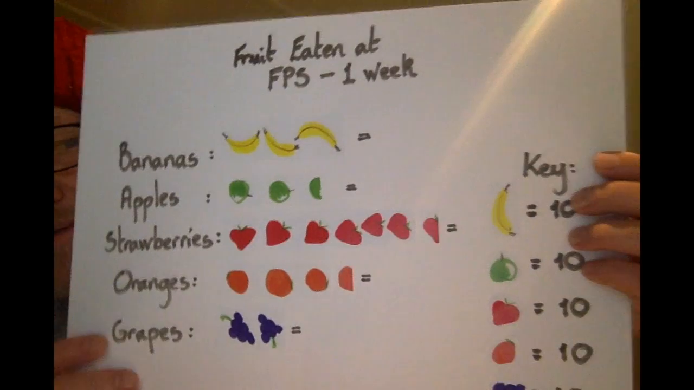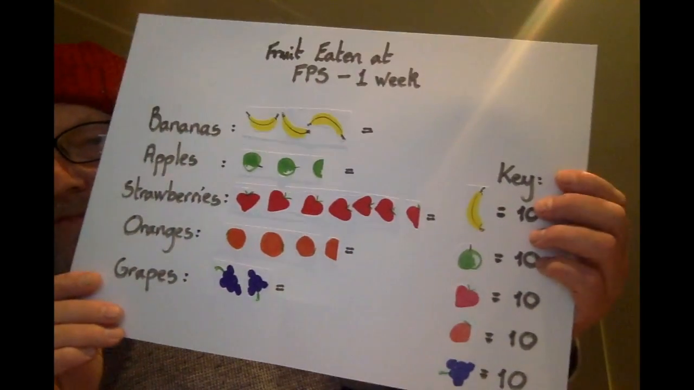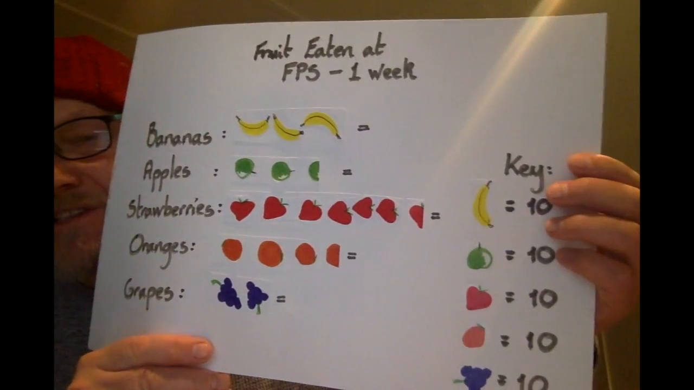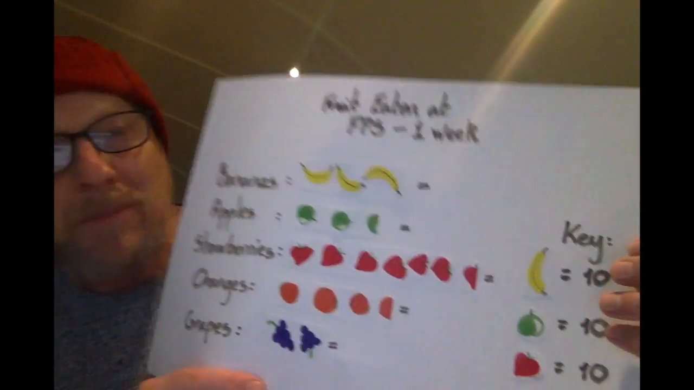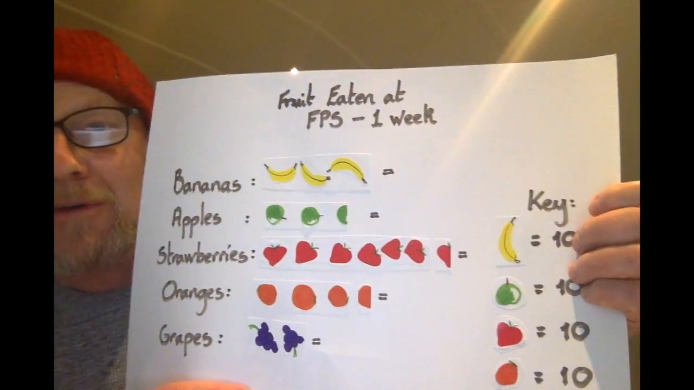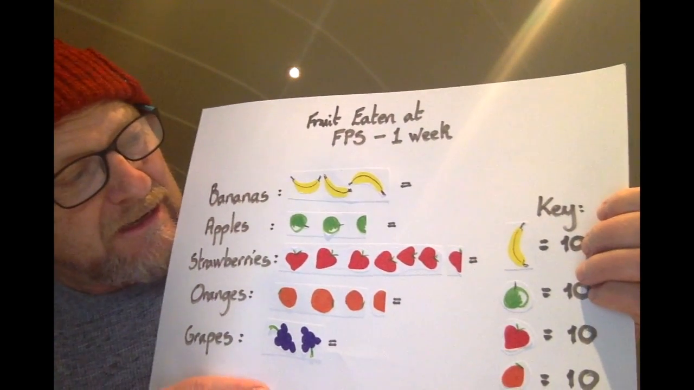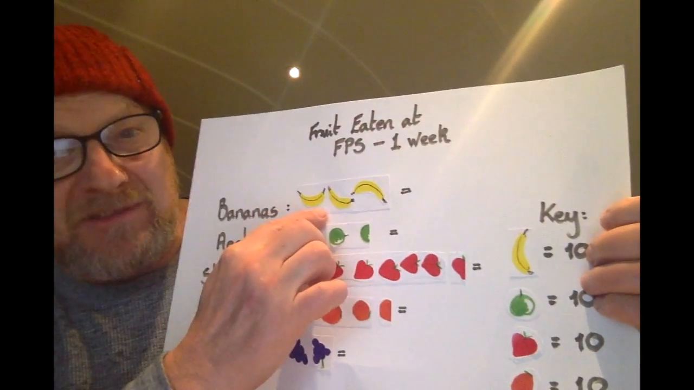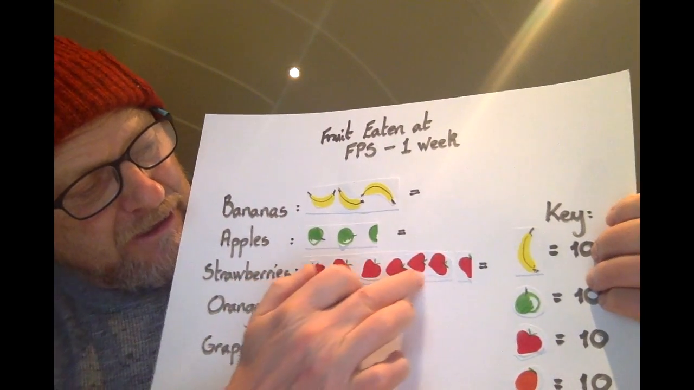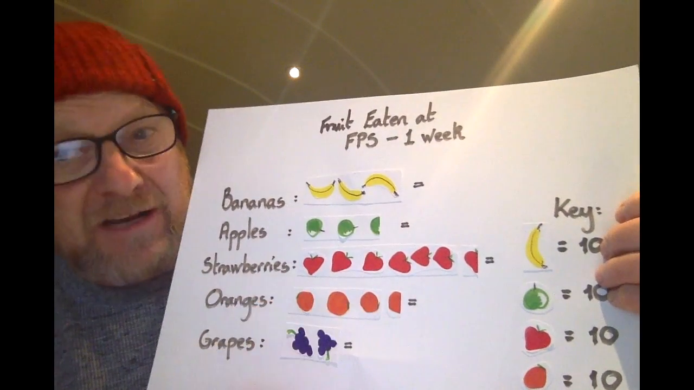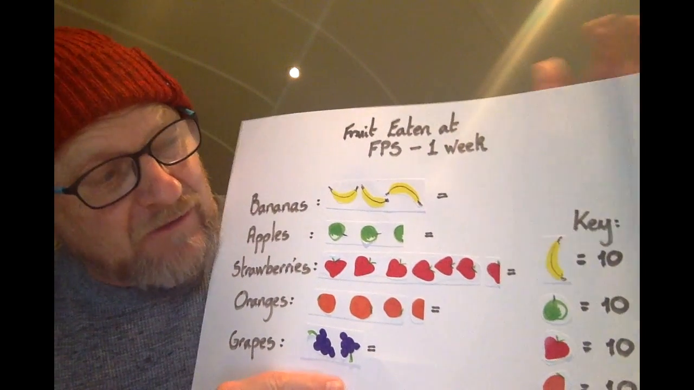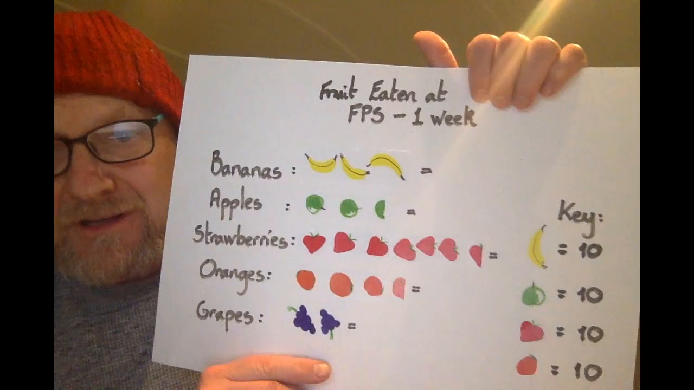So here is my pictogram or graph, and it represents how much fruit is eaten in 1 week by students at Fitzroy Primary School. And as you can see, they eat bananas, apples, strawberries, oranges, and grapes. Now, there are 3 bananas represented at the top here, and 2.5 apples, and 6.5 strawberries, 3.5 oranges, and 2 bunches of grapes. Now, in my pictogram, I've given a key or value to each fruit.